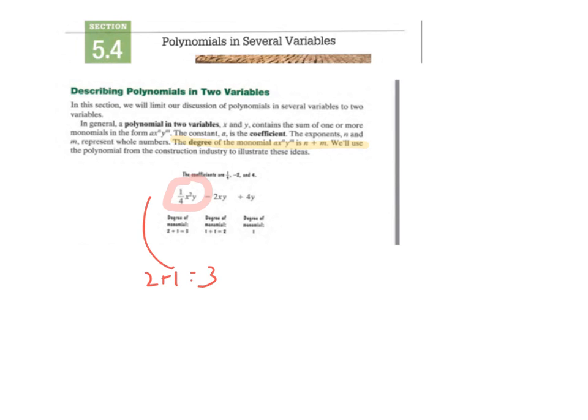So that's what this one. This one is 1 plus 1, which is 2. And then this one only has a 1, so there's a degree of 1. So the highest one is the degree of the polynomial. The coefficient is also the number that is in front of these variables. So we have a coefficient of 1/4, we have a coefficient of -2, and so forth. So we have coefficient and degrees.